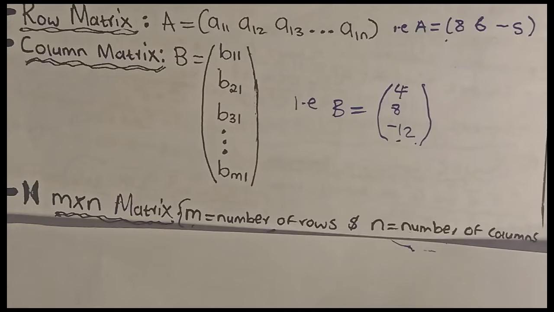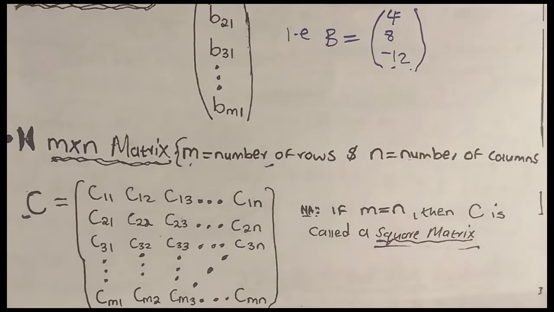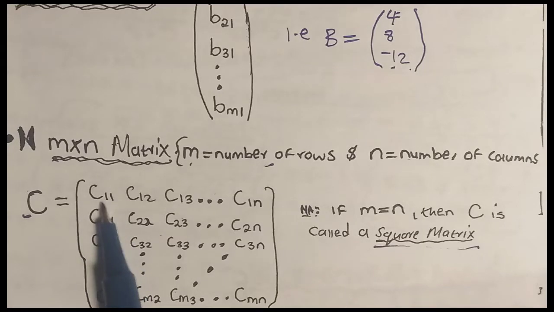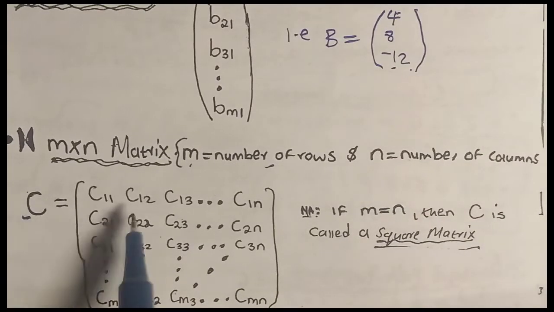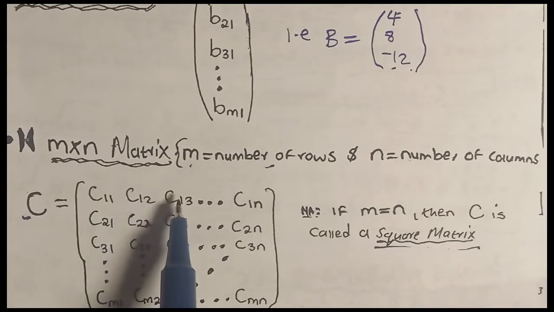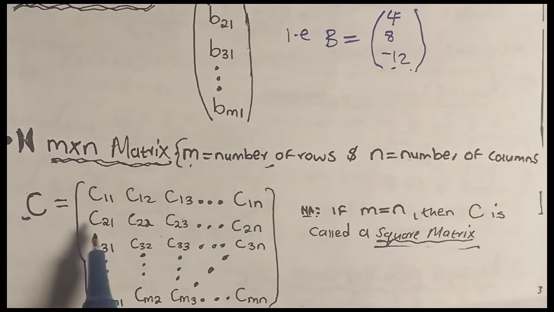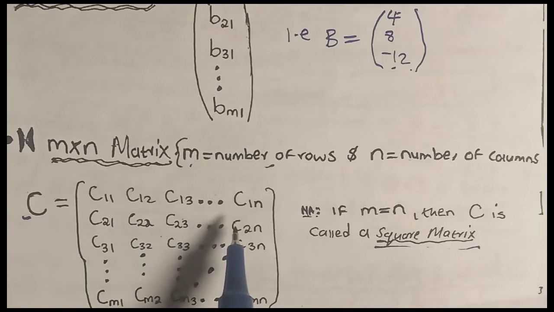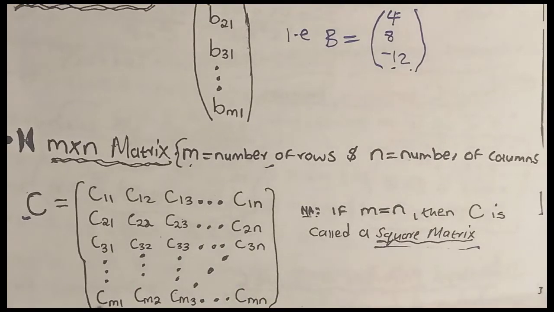So the general representation of this array of numbers can be defined by this matrix C, which is an M by N matrix. As you can see, we have M rows and N columns. These entries C11 until CMN are just constants. On the first row you have C11, C12, C13 until C1N to show that these are the entries on the first row. On the second row we have C21, C22, C23 until C2N, and also on the nth row.